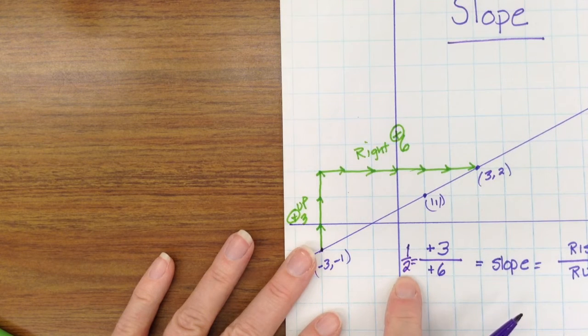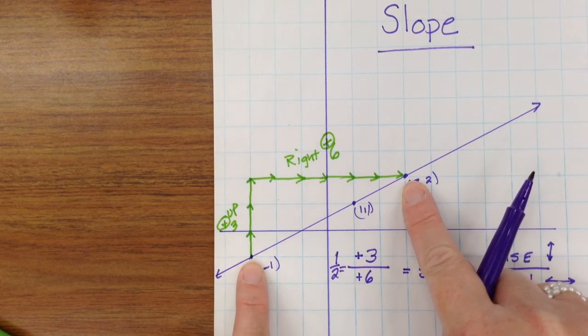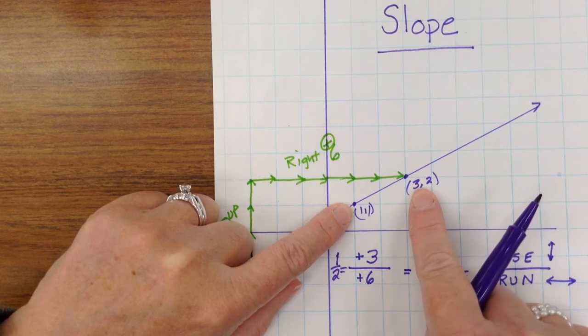Our slope can be reduced to 1/2. Now, I just picked these 2 dots. I could have chosen different dots. Consider if I'd chosen the dot (1, 1) and (3, 2).